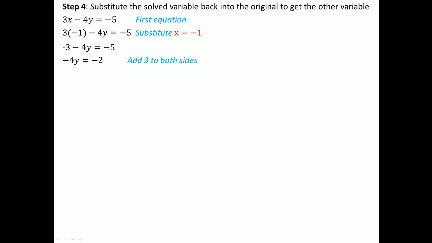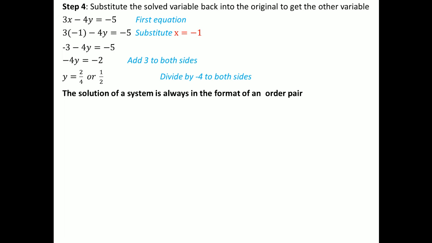So now I can add 3 to both sides because that is how I get rid of the negative 3. I have negative 4y equals negative 2 left over. Divide by negative 4 on both sides. I get 2 over 4 or 1/2. A negative over a negative is always a positive. That is why my y value is a positive 2 over 4 or 1/2.